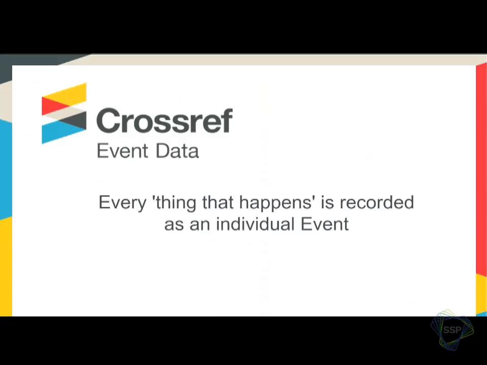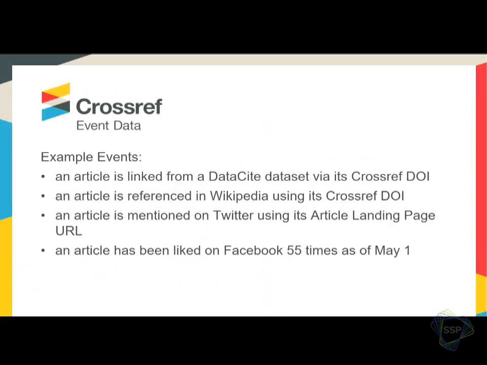We're trying to collect data for all these events. We harvest data from Twitter, from Facebook. We are collaborating with DataCite. They're hosting a similar service, so we're recording when someone records in their DataCite metadata that they're linking to a Crossref DOI, which is awesome. So for example, we are recording events like an article is linked from a DataCite dataset by its Crossref DOI. An article is referenced in Wikipedia using its Crossref DOI, Twitter, and Facebook.